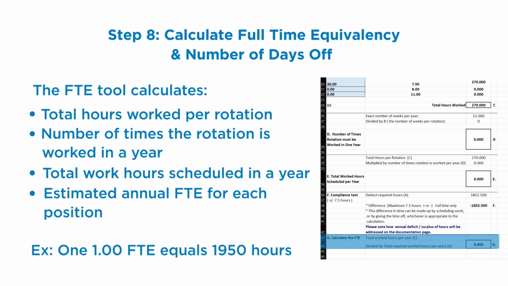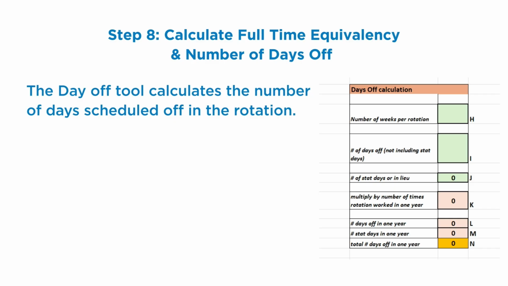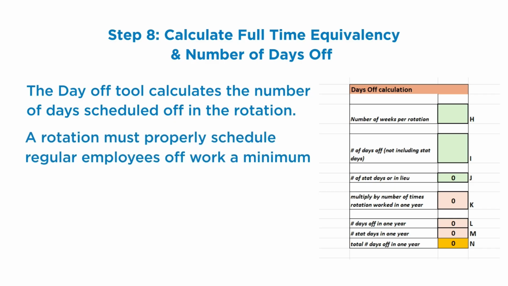Example 1, 1.00 FTE equals 1,950 hours. The day off tool calculates the number of days scheduled off in the rotation. A rotation must properly schedule regular employees a minimum of 117 days off per year.